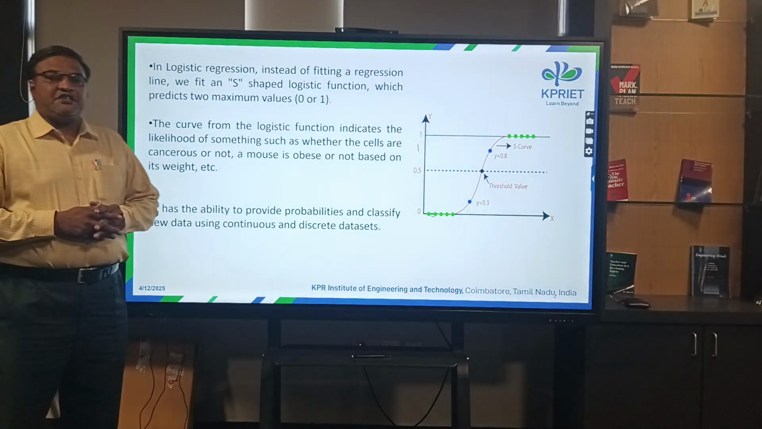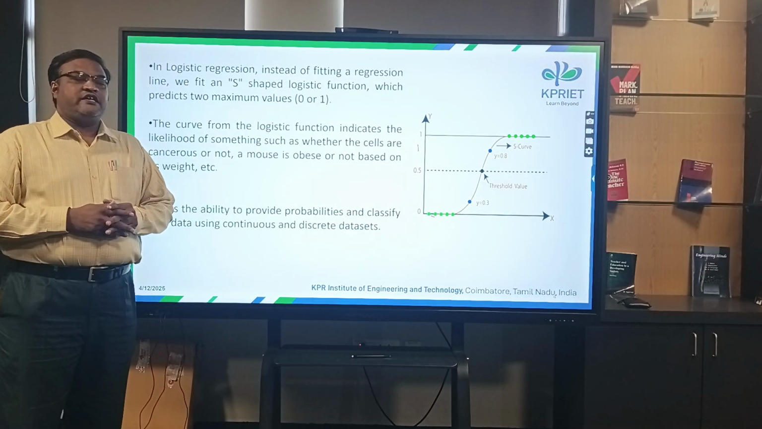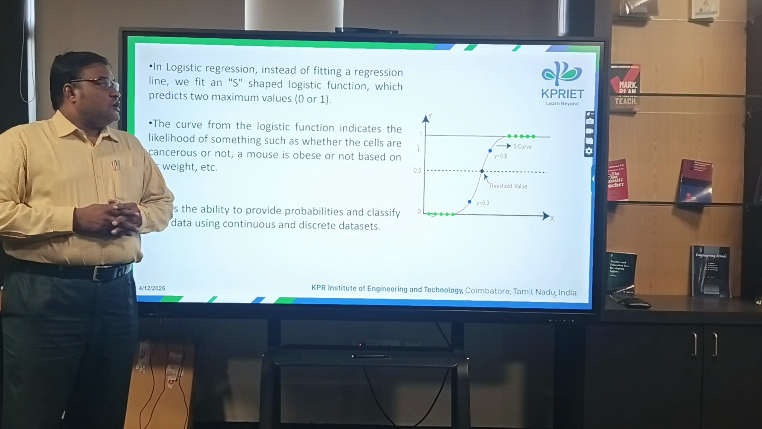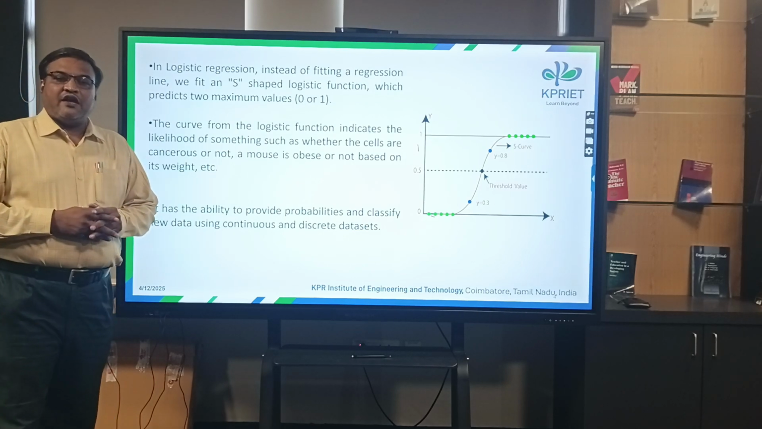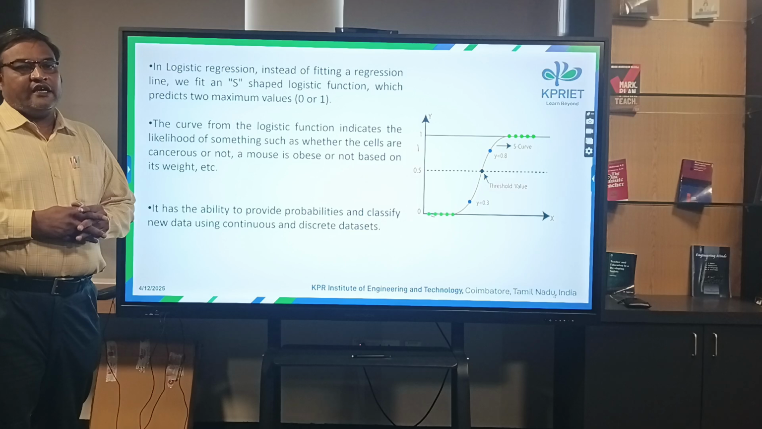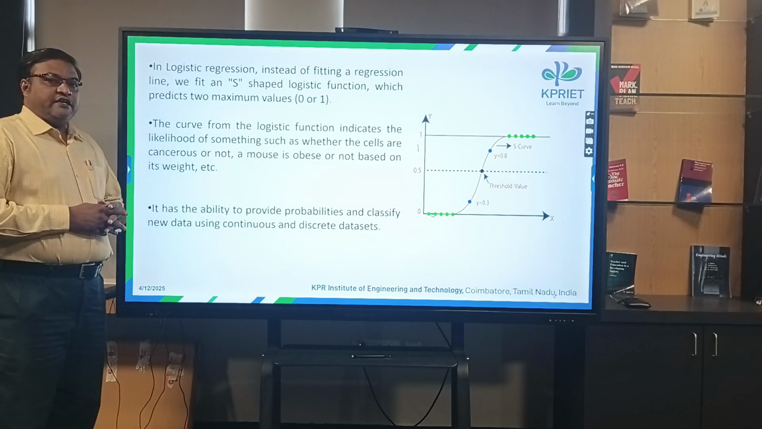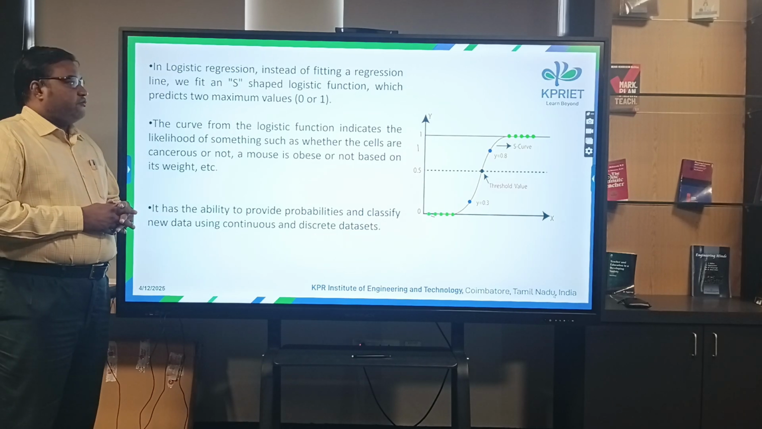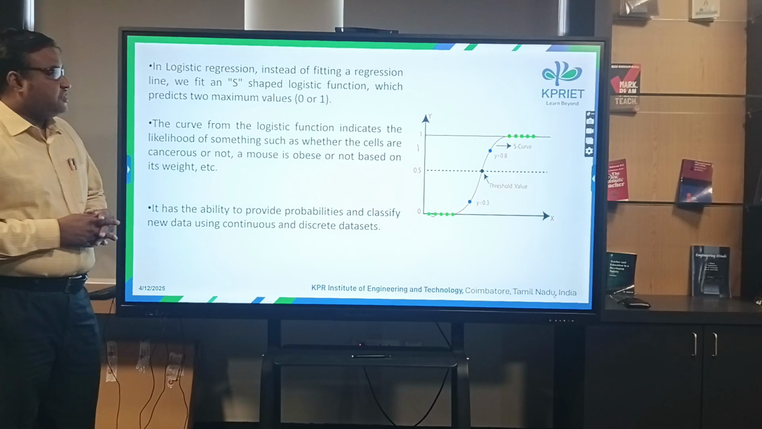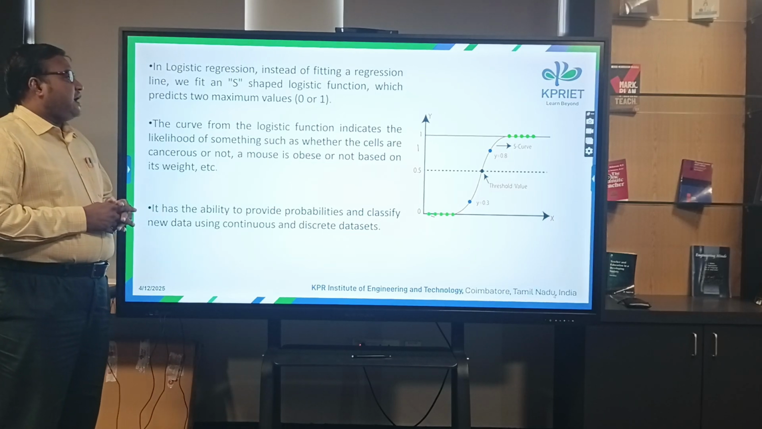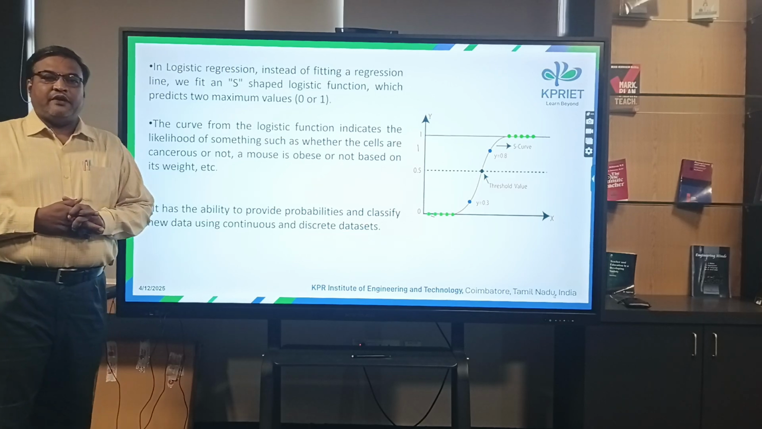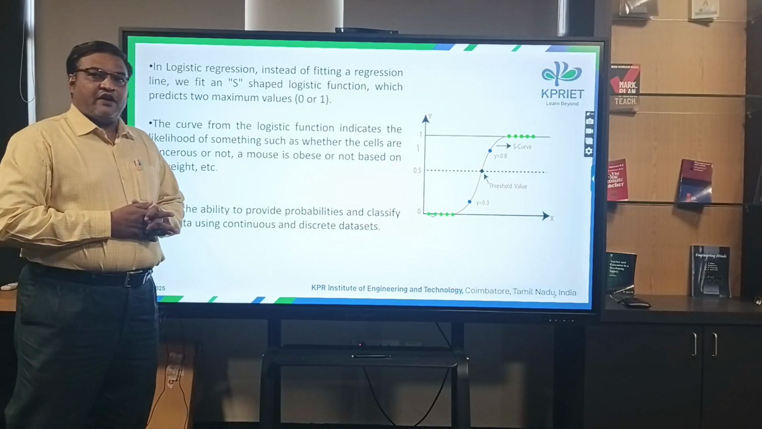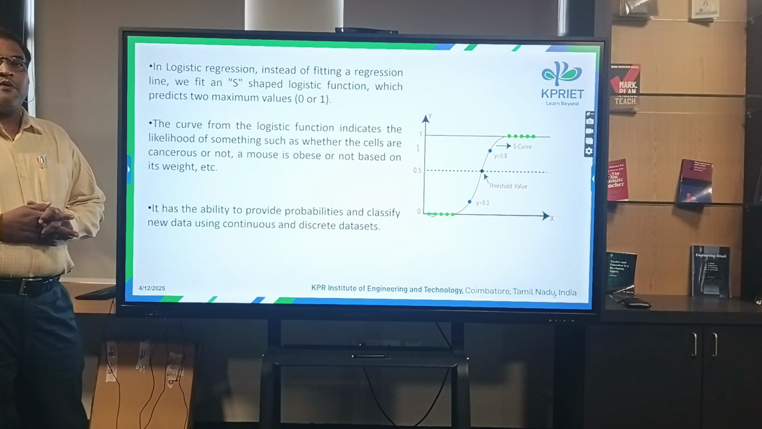How do we differentiate logistic regression from linear regression? In linear regression, we fit a straight line in a linear way, which is what we generally plot in the graph. Whereas in logistic regression, instead of fitting a regression line, we fit an S-shaped logistic function which can take a maximum of values 0 or 1.